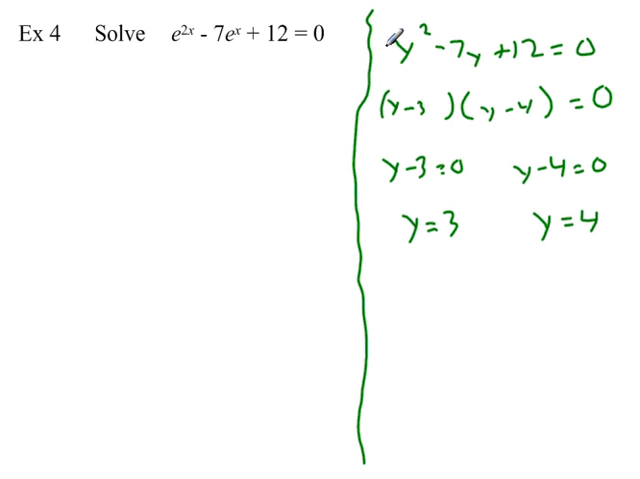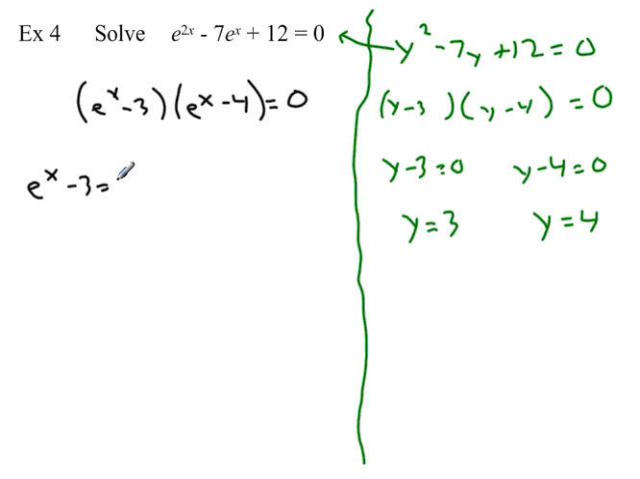Now I want you to look and see how similar this equation is to this equation over here on the left. What we're going to do is solve this the exact same way. So what we're going to do is factor this as e to the x minus 3 times e to the x minus 4 equals 0. And then just like before, we're going to take each of those parts and set it equal to 0.